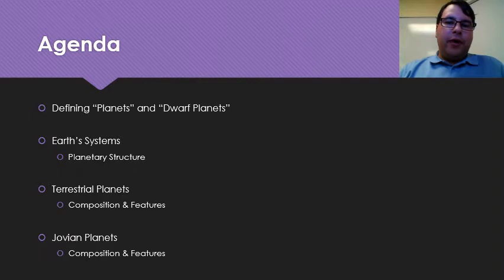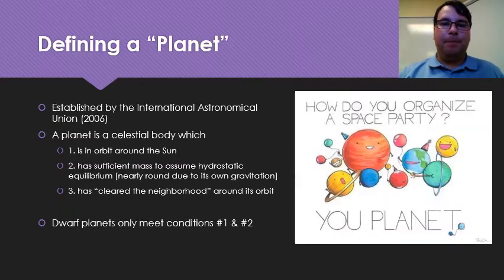We're also going to look at the planet that's closest to us, Earth. So we need to understand some of its systems, its planetary structure, and that'll give us insight into other planetary structures, especially terrestrial planets within our solar system. And then we're going to end tonight looking at those Jovian planets, looking at their features in terms of how they're composed and what are some unique items, unique features, if you will.